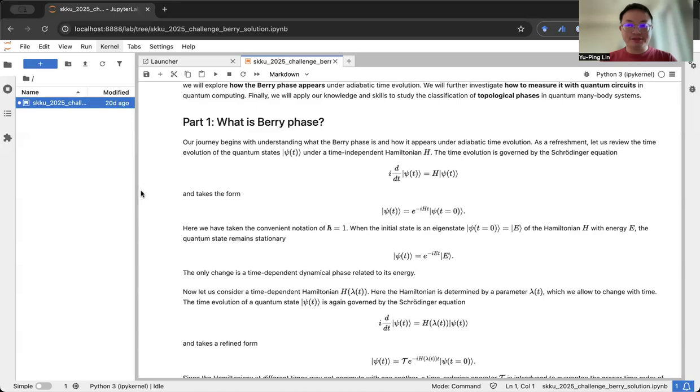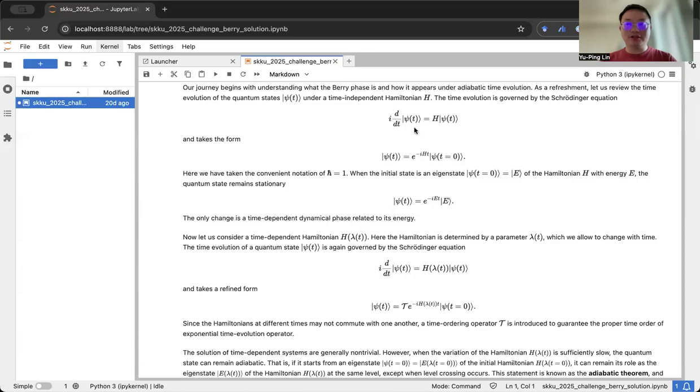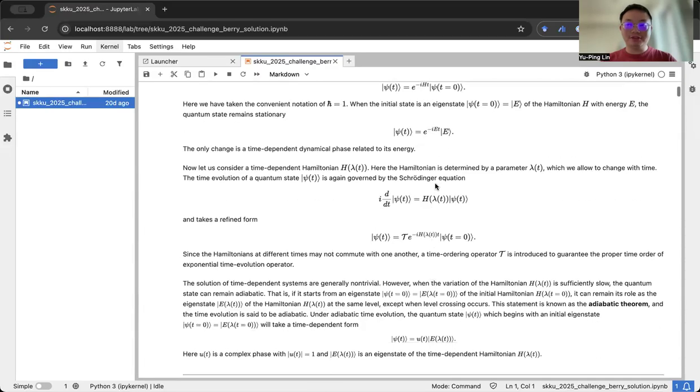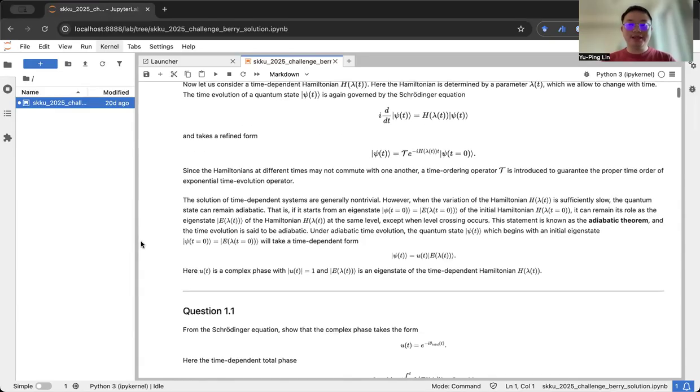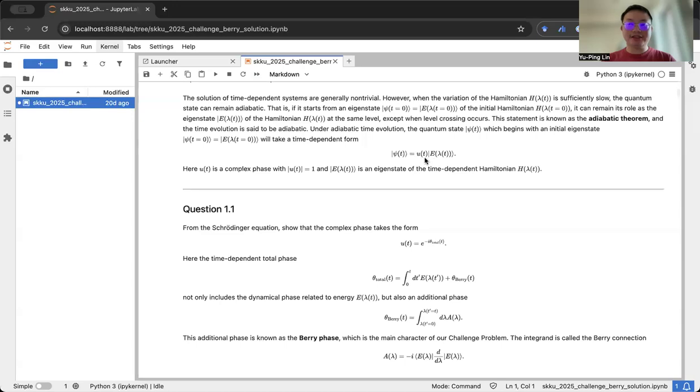So the first part is about the theory of Berry phase. We want to consider a time evolution of a quantum state under a time-dependent Hamiltonian. Particularly, we want the time-dependent Hamiltonian to change slowly enough so that we have the adiabatic theorem. That is, if you begin with an eigenstate of the initial Hamiltonian, the quantum state will remain an eigenstate of the time-evolving Hamiltonian at the same level. So we can write the quantum state as a multiplication of a complex phase with the eigenstate of the time-dependent Hamiltonian.